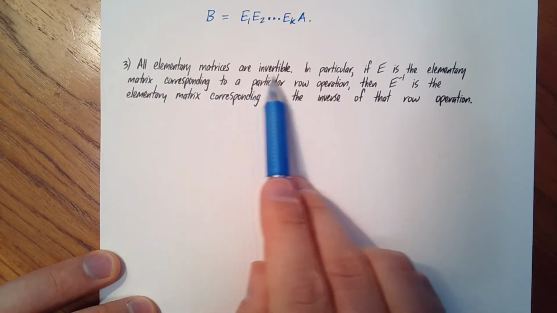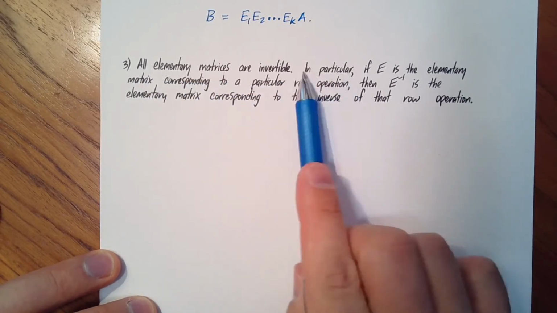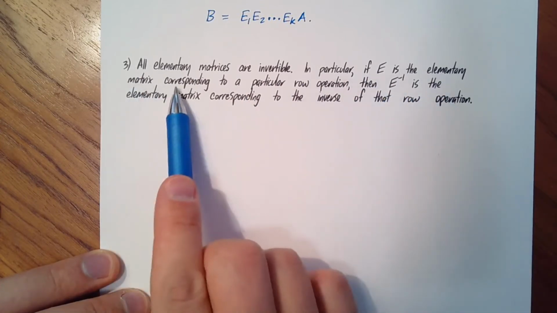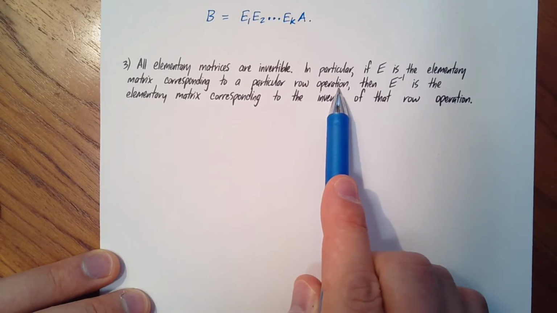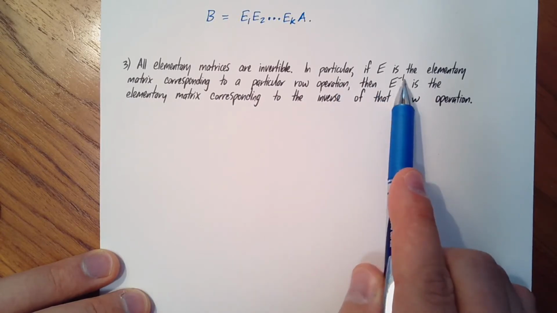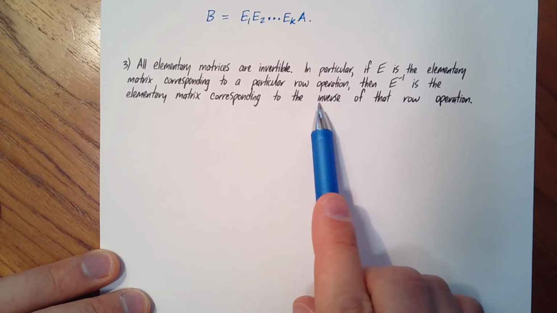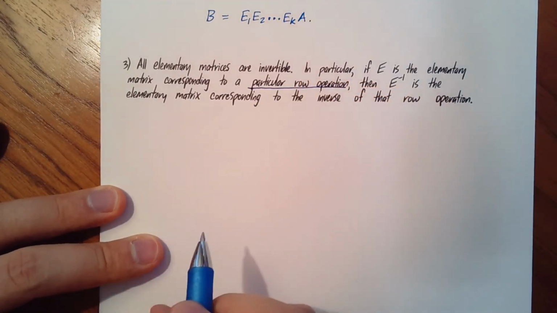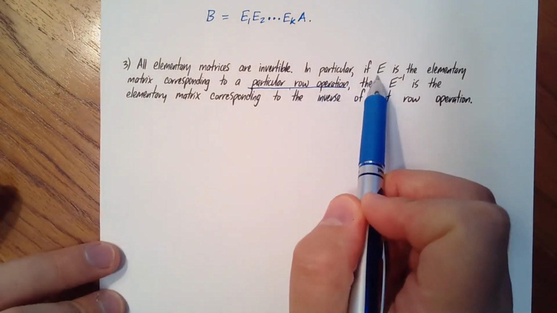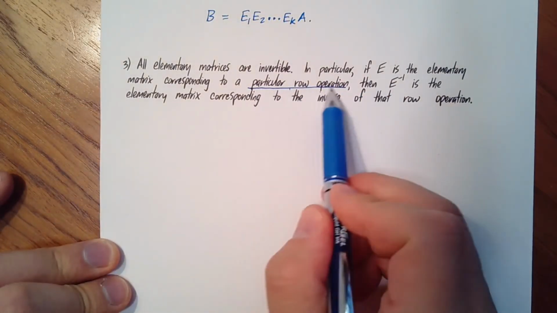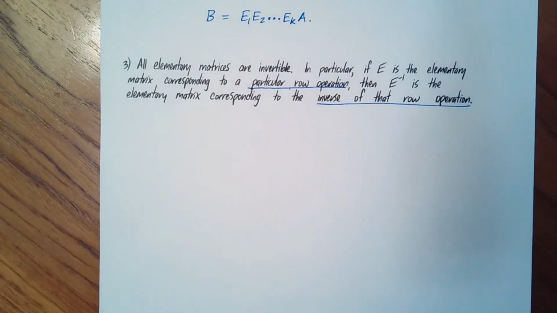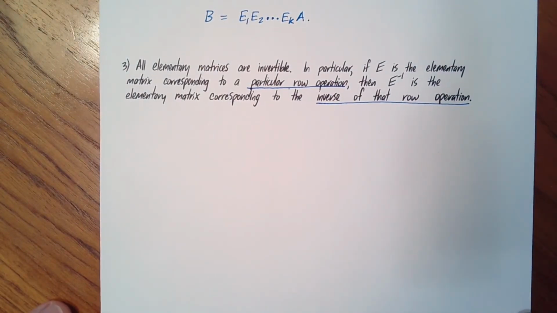All elementary matrices are invertible. And in particular, that just means you're going to say something more specific than the previous statement. If E is the elementary matrix corresponding to a particular row operation, well then E inverse is the elementary matrix corresponding to the inverse of that row operation. So whatever the row operation was that corresponds to the elementary matrix E, take the inverse of this row operation, which is what's mentioned down here, and that's going to be the elementary row operation that corresponds to E inverse.